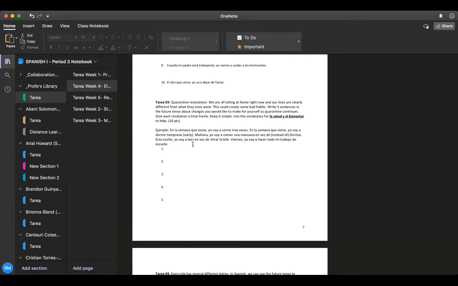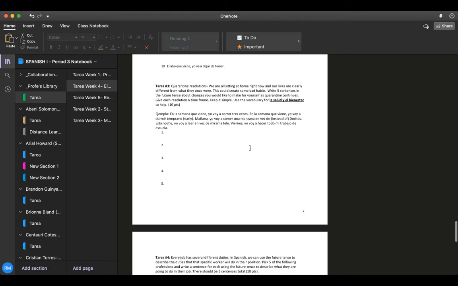Esta noche yo voy a leer en vez de mirar la tele. I am going to read. I need to read more. Okay, not as much watching TV. And then viernes yo voy a hacer todo mi trabajo de escuela. Again, notice hacer, leer, comer, dormir, correr, all of these are infinitives that come after yo voy a, which should be pretty simple.